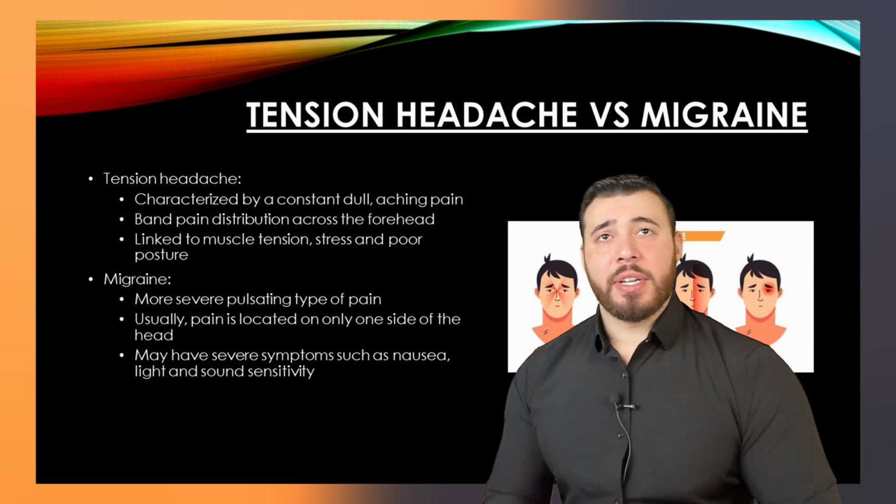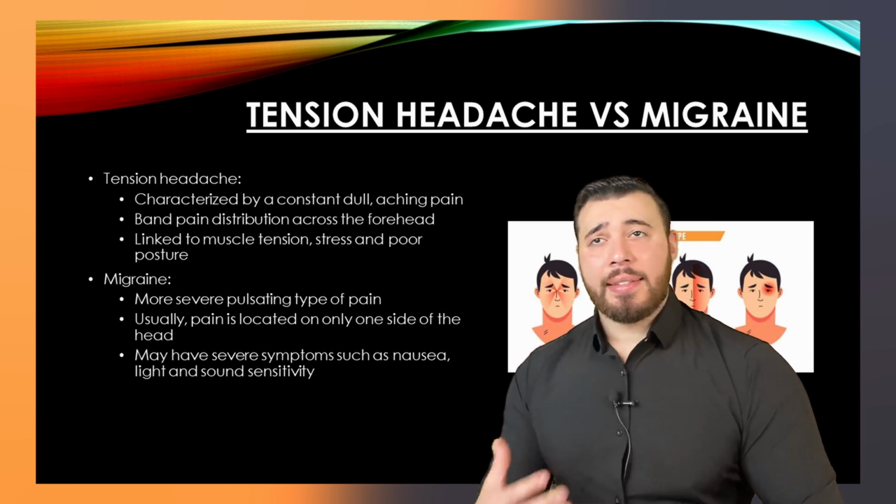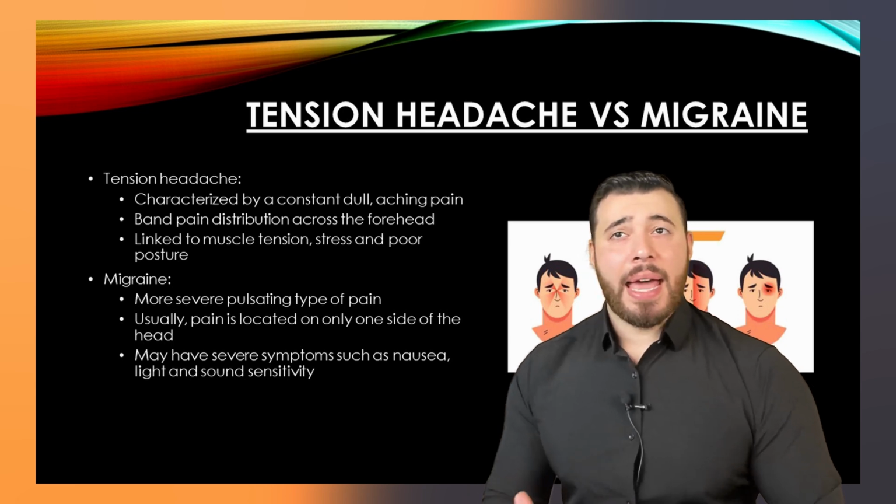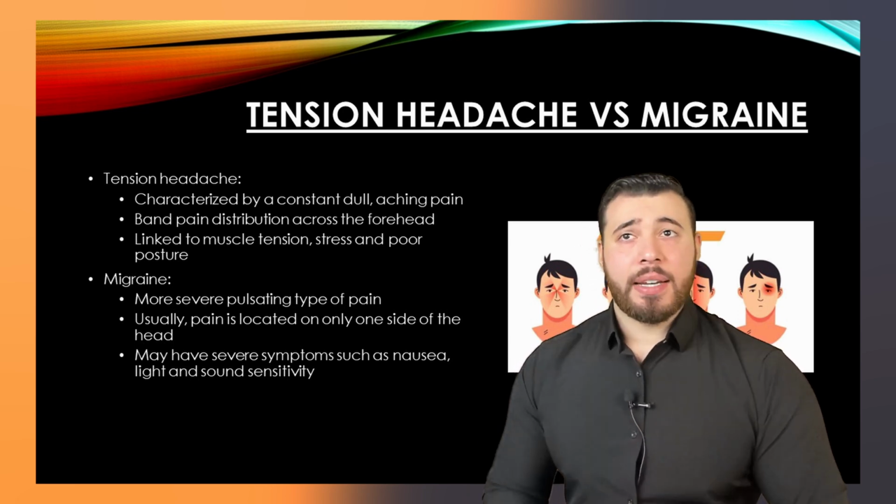So what is the difference between a tension headache and a migraine? A tension headache is characterized by a constant, dull, aching pain. It has a band pain distribution across the forehead. It is linked to muscle tension, stress, and poor posture. A migraine, on the other hand, is a more severe, pulsating type of pain. Usually the pain is located on one side of the head and may have severe symptoms such as nausea, as well as light and sound sensitivity.